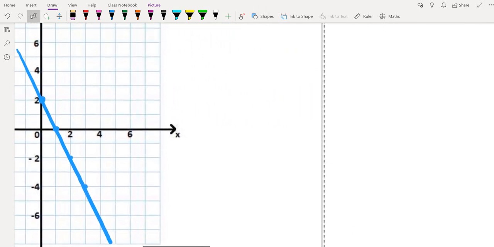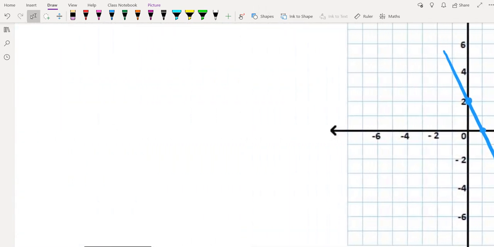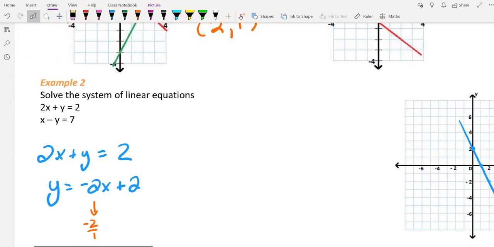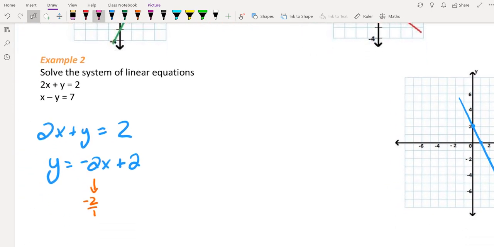Okay. Now for the second line, I'm going to take a different approach. All right, so switch colors here. So you have x minus y is equal to 7. We can easily convert it to y equals mx plus b by using the intercept method.